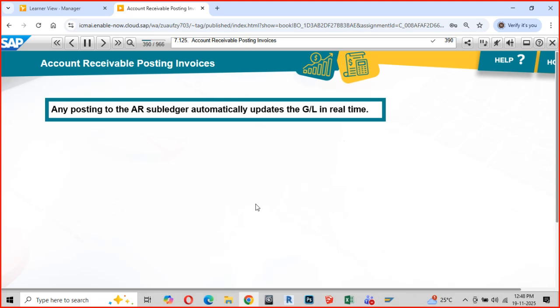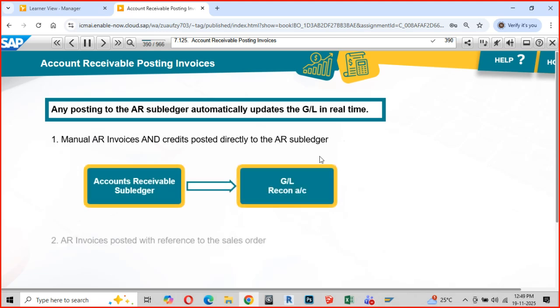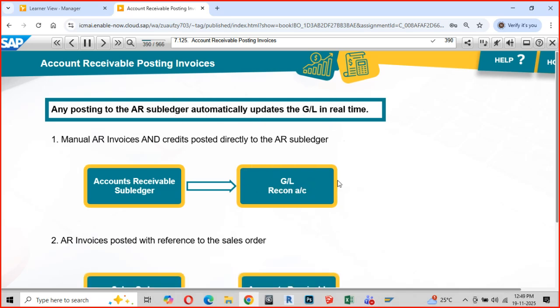We have already seen this real time. How does it affect? Through your recon account. Manual AR invoices, credits posted directly into the AR customer. See, did you see this recon account? The whole process of the real-time processing is happening through the recon account.